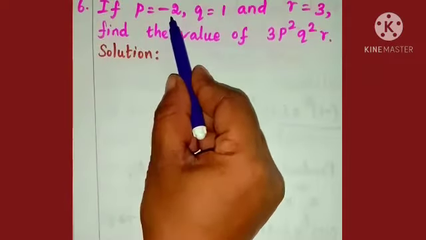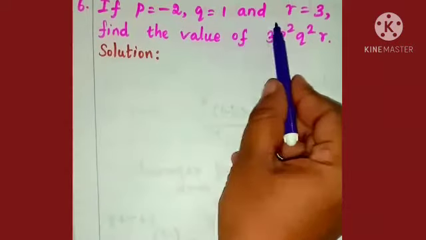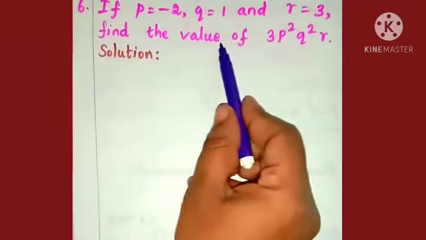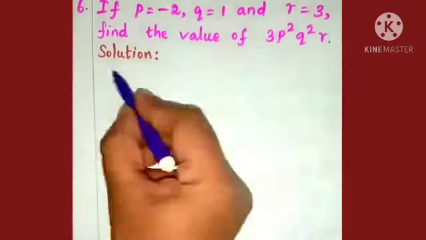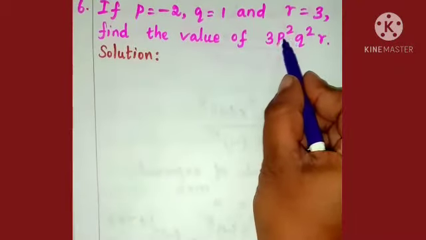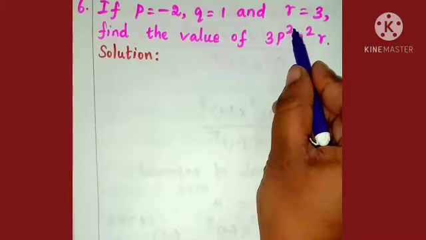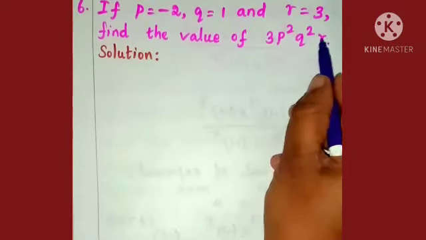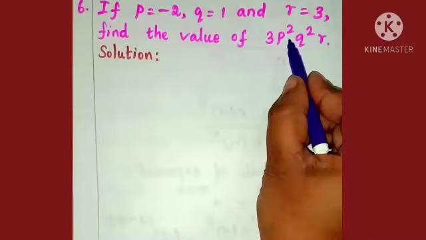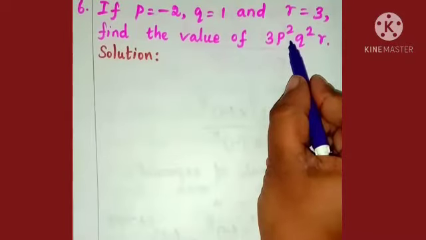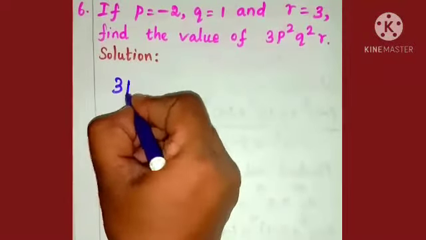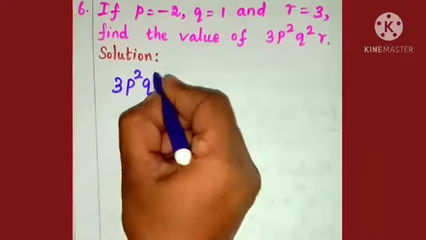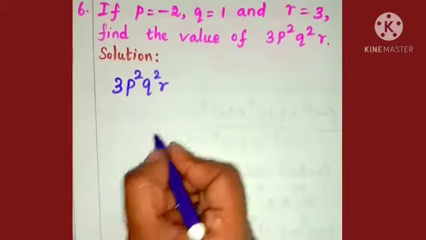Problem. If p is equal to minus 2, q is equal to 1 and r is equal to 3. Find the value of 3p square q square r. Here 3 into p square into q square into r. If there is no sign between the variables, it is considered as the product, as multiplication. So first, write down the exponential term.